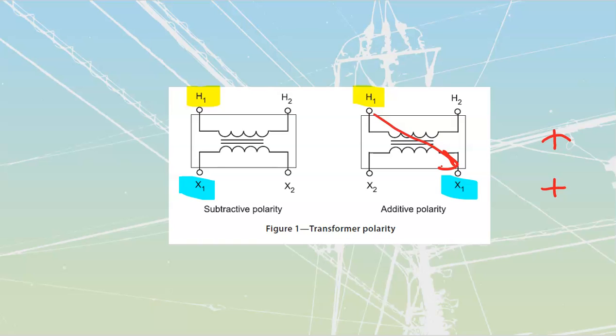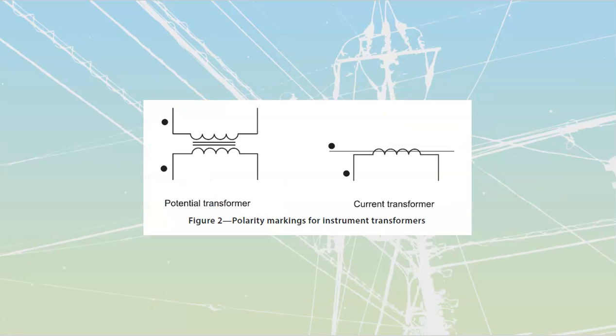It's generally going to be additive polarity for distribution. We work more with the distribution than we do with the power transformers, but it could be really either one of those. We also have another class of transformers that we're going to examine in depth later on, which is my instrument transformers.